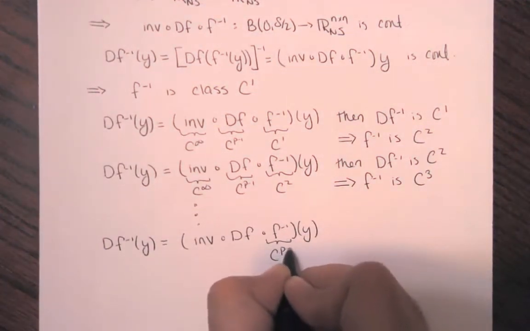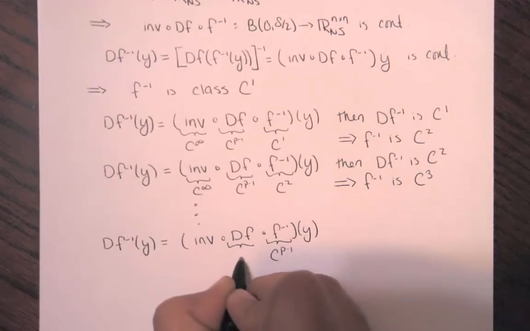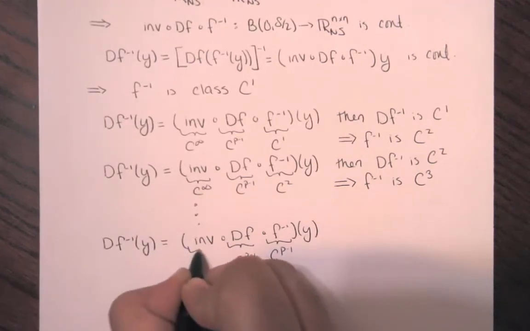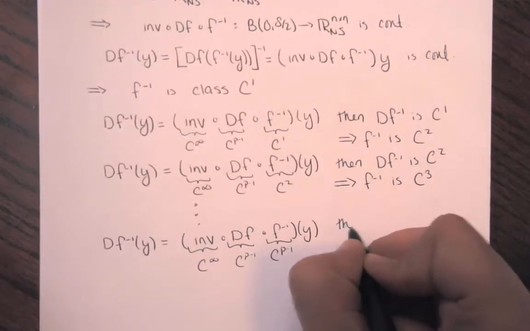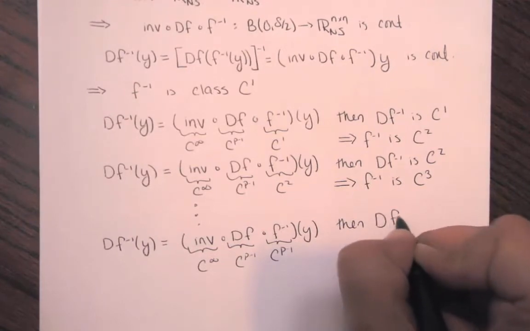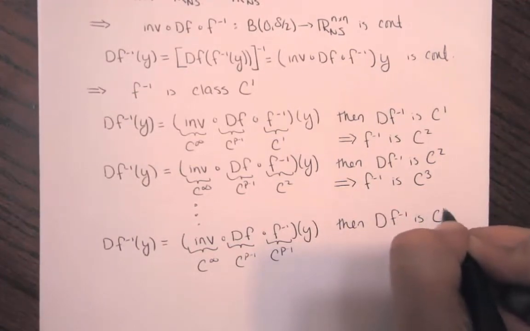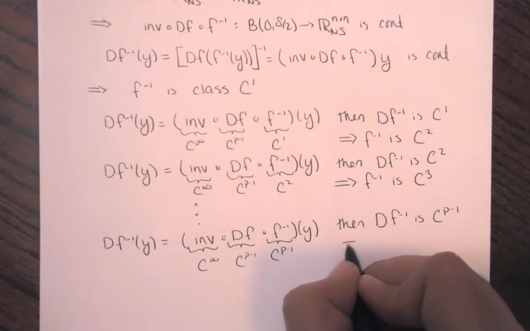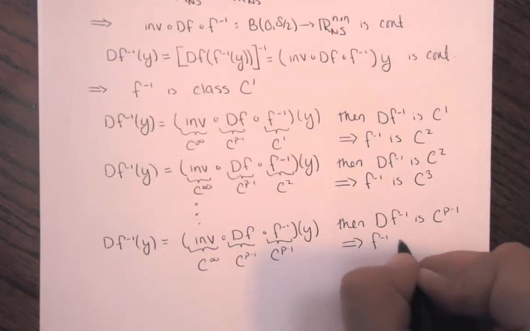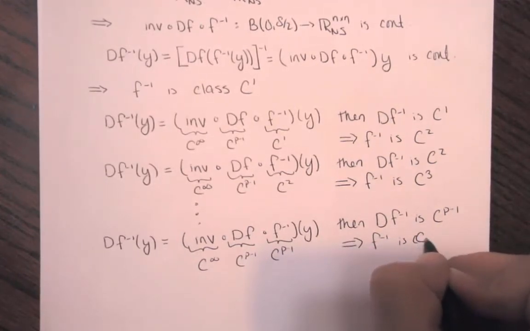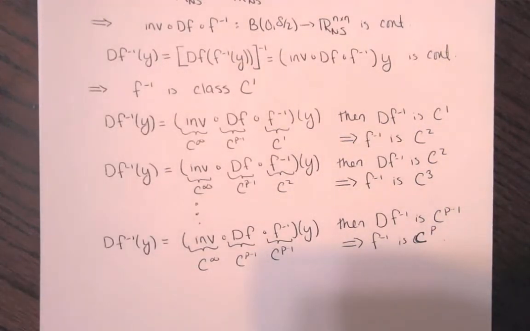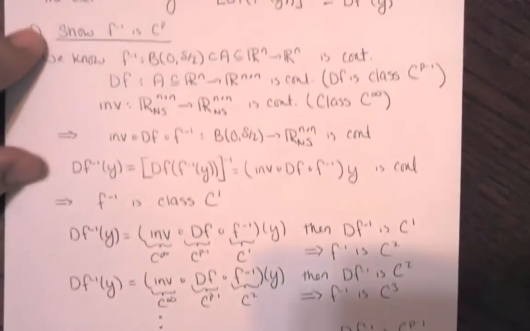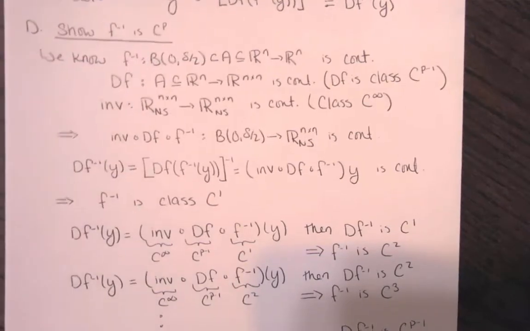Eventually we'll get that this is class C^(p-1). This is still class C^(p-1), and this is still class C^infinity. Then df inverse is class C^(p-1), implying that f inverse is class C^p. And we've shown our result for D in the outline, that f inverse is C^p.